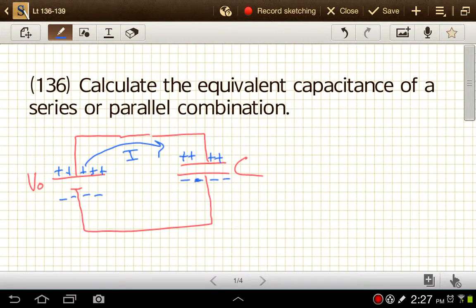Now, at some point, the concentration of positive charges over here and positive charges over here is going to balance out, and our charges stop moving in this direction and stop moving in this direction. So at that point, we no longer have any current flowing in this circuit. We have just our charges at rest.